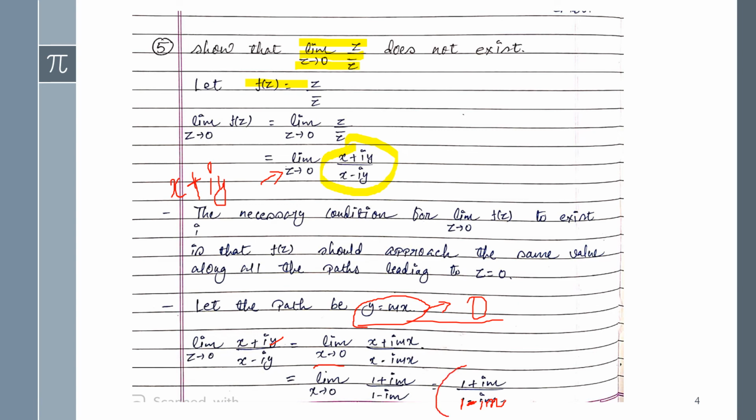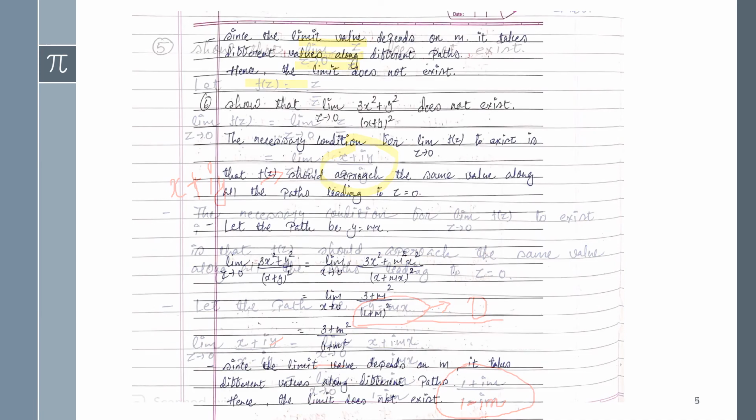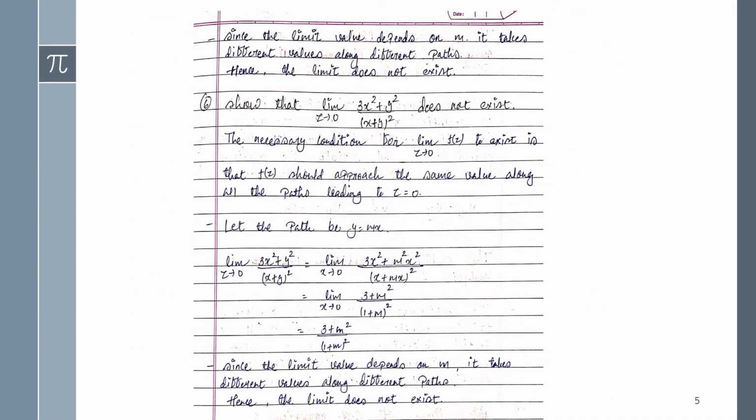But you can observe that here x is not present. It means this expression will remain as it is. For the limit to exist it must be a 0 form, but as you know this one is not 0, so definitely the limit does not exist. I have written here: since the limit value depends on m, it takes different values along different paths, so hence the limit does not exist.